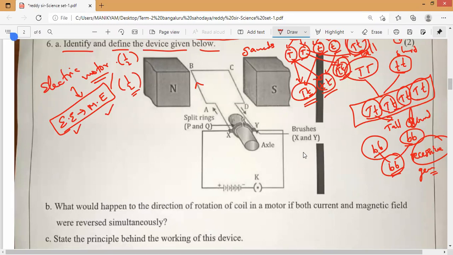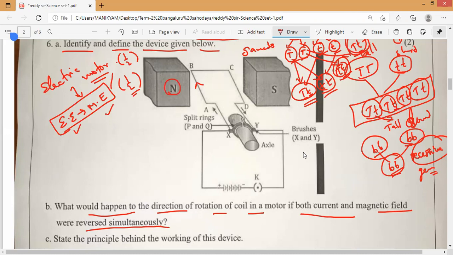Next. What would happen to the direction of rotation of a coil in a motor if both current and magnetic field were reversed simultaneously? What would happen, guys? Both reversed at a time. Check it very carefully. One will change, the direction will change. For example, the magnetic field is fixed here. How many understand the question? This is the most important question if you notice it.